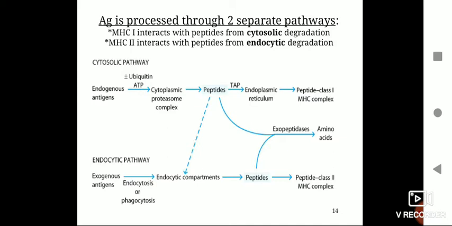In both the cases, they will enter into the endocytic compartment where they are broken into smaller peptides. These peptides, in the same way as we saw in the cytosolic pathway, can either be broken into individual amino acids through exopeptidases, or they can be combined with class 2 MHC molecule to form peptide class 2 MHC complex, which will be expressed on the surface of the antigen presenting cell. So these are the two ways how different types of antigens are processed through different pathways, right?